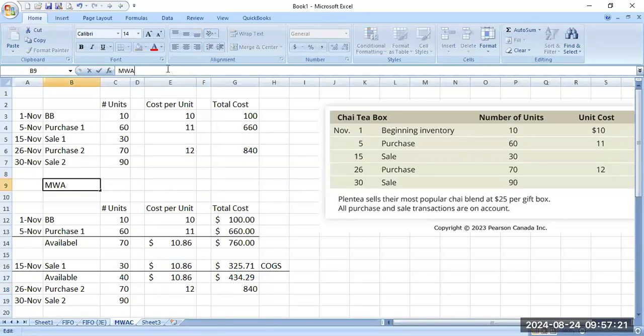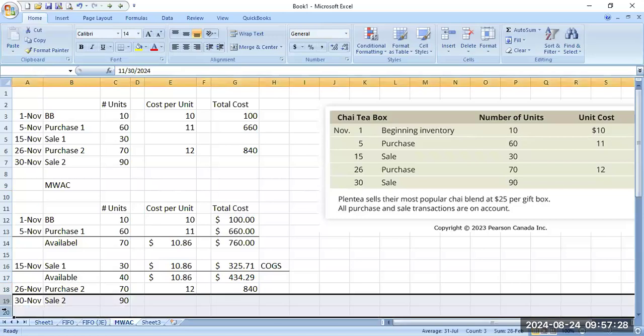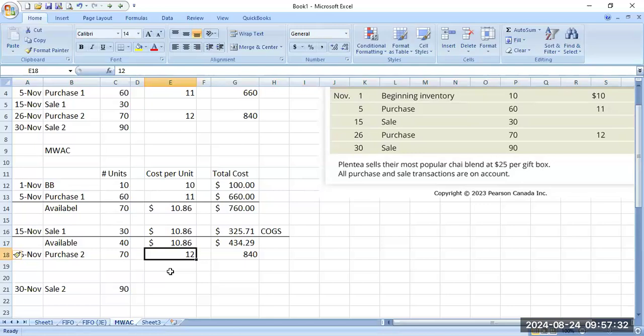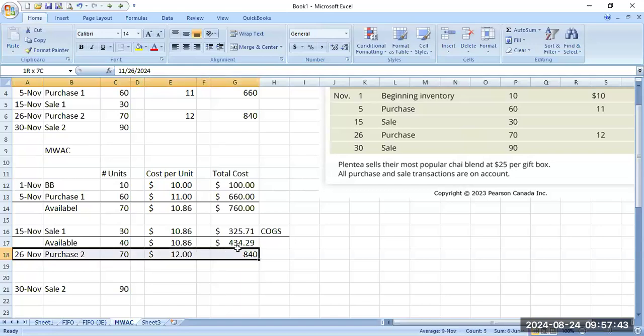Average, that should be here, C. Then I have another purchase, number 2. I'm gonna leave some space here. I have purchase number 2, which comes with $12 per unit, and I'm purchasing 70 units. The question is, after my second purchase, how much do I have available as a number of units and as a total cost?